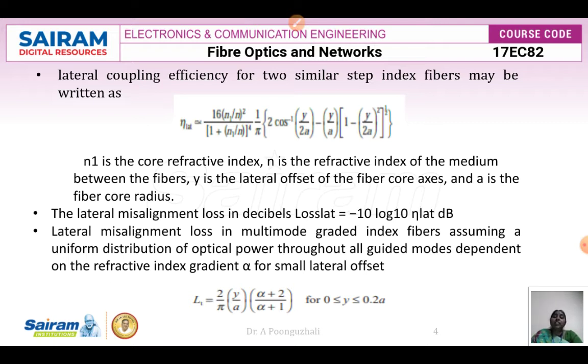So we can say that the lateral offset misalignment loss is LT. LT is equal to 2/pi times y/a times (alpha plus 2)/(alpha plus 1), for 0 less than or equal to y less than or equal to 0.2a. Here a is the fiber core radius, y is the lateral offset, and alpha is the refractive index profile gradient.